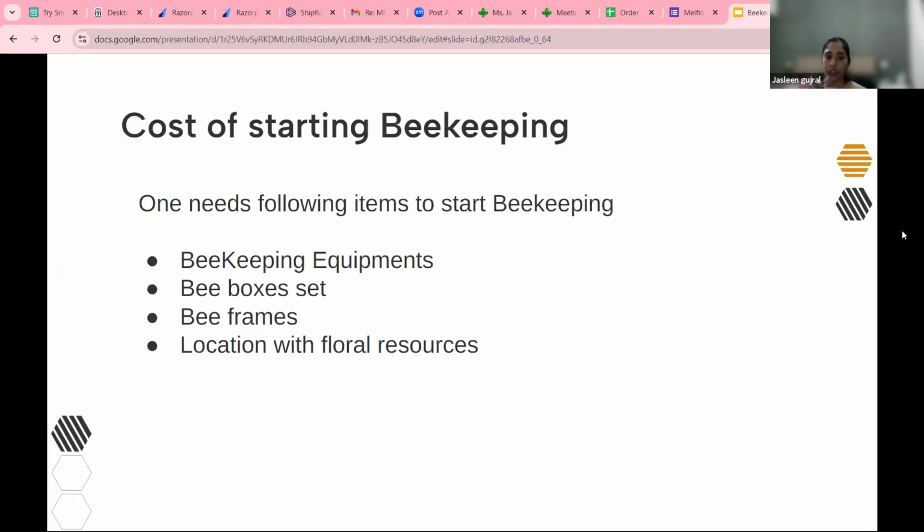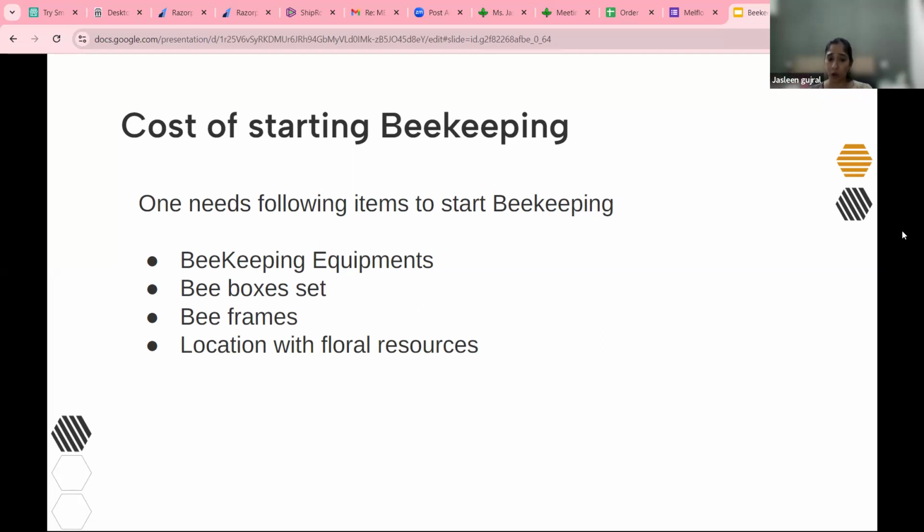Now, for the cost of starting beekeeping. For the starting of beekeeping, when you need all the equipment, the cost of the equipment differs from place to place. For example, in my state the bee box will cost 1800. In the South, it will be 2000 or 2500. So the cost of beekeeping basically differs from state to state.